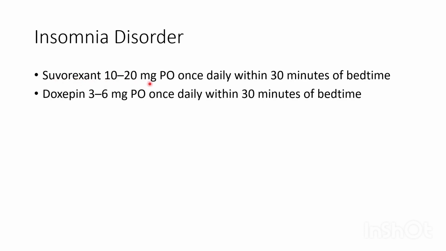Suvorexant 10 to 20 mg per oral once daily within 30 minutes of bedtime. Suvorexant is an orexin receptor antagonist. Doxepin is a tricyclic antidepressant. The dose of doxepin is 3 to 6 mg per oral once daily within 30 minutes of bedtime.